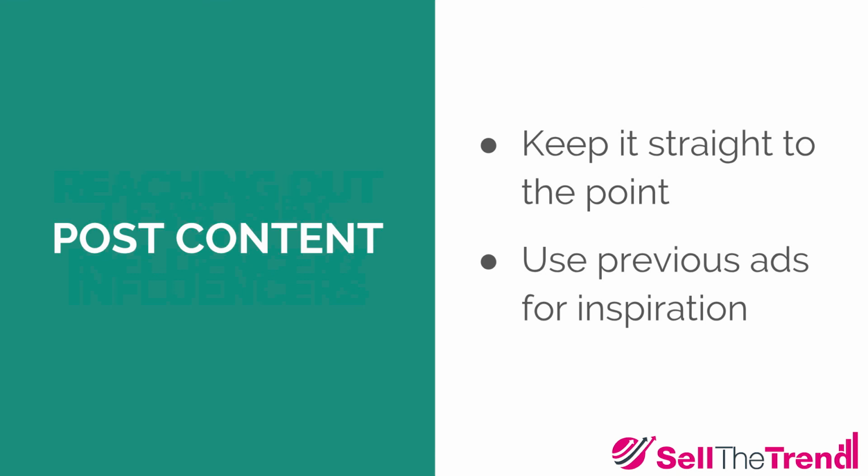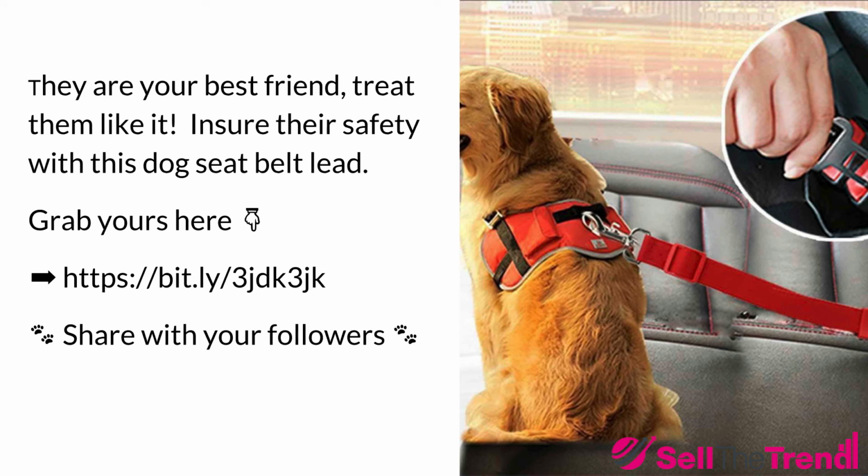Let me give you an example of what you can write in a typical post. Here's one for this dog seat belt. Very short, straight to the point, and it appeals to their sense of what they like about this particular niche. Obviously, if it's a dog page, you don't want to specifically say, buy my product, 50% off only today. You have to appeal to what they care about, and that's why the first line here is, they are your best friend. Treat them like it. Ensure their safety with this dog seat belt.